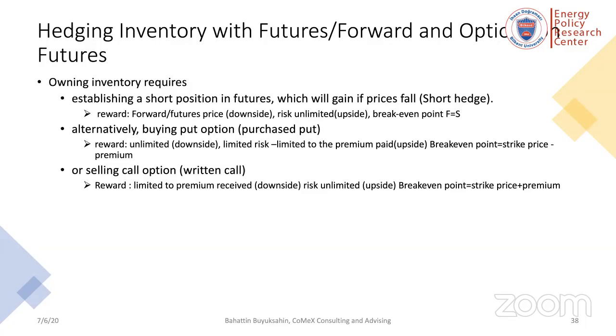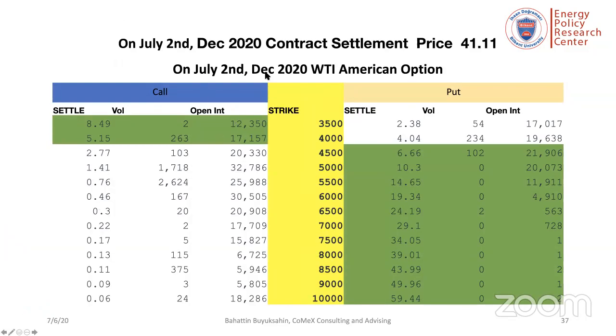Let's consider you are a shale oil producer and expecting to produce and sell 1,000 barrels of oil next December. Assume that the December futures contract is currently trading at $41. You remember here, 41.11, but assume it is 41. And you are worried about the possibility of falling prices due to permanent damage coronavirus might have on oil demand. You want to hedge against falling prices.